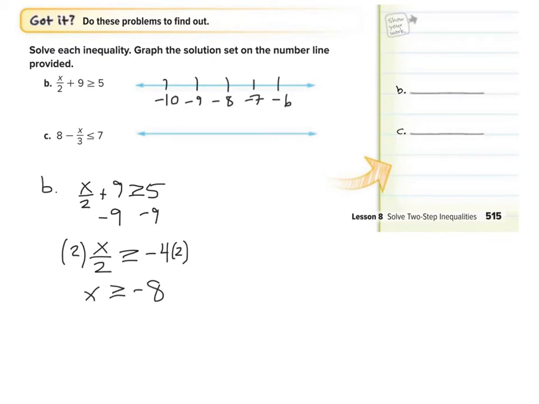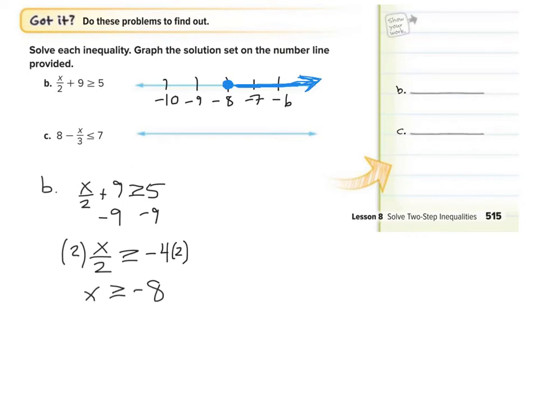Then I'm going to fill it in with a closed circle. So I'm going to use solid blue there at negative 8, and it's greater than or equal to. So greater than is this way. Negative 6 and negative 7 are greater than negative 8.